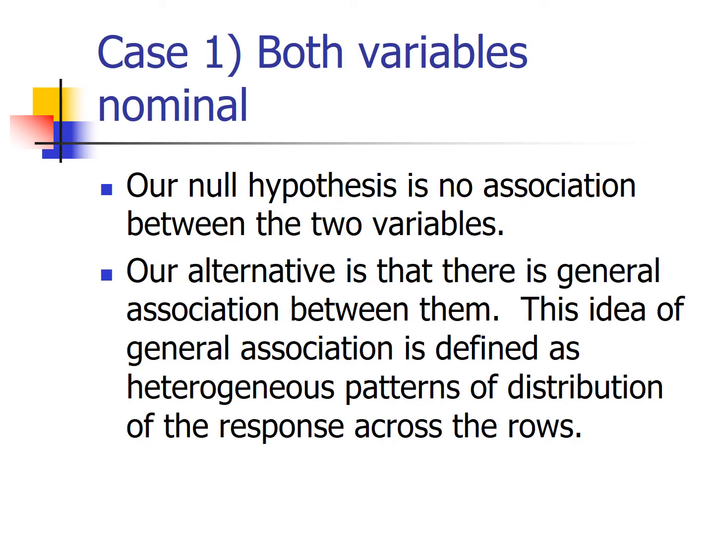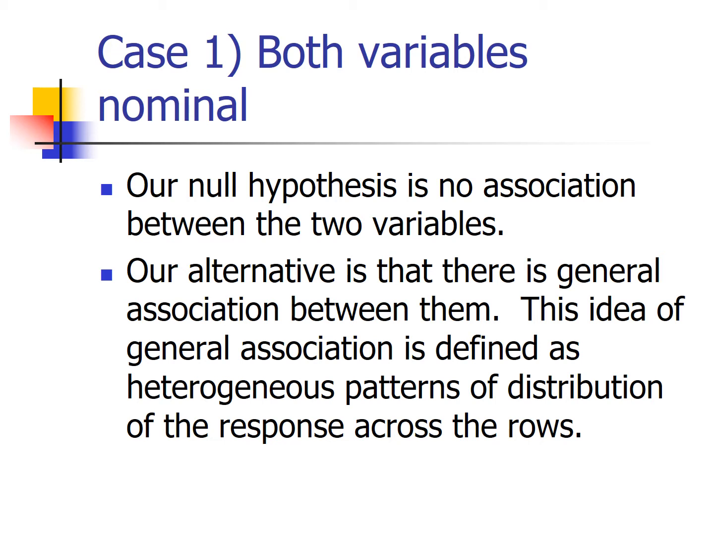So here's our first case. This is case one. We're going to see it's something that we've kind of already been exposed to. This is a situation where both of our variables are nominal. They do not have any type of inherent ordering. So our null hypothesis is no association between the two variables. Our alternative is that there is a general association between them.